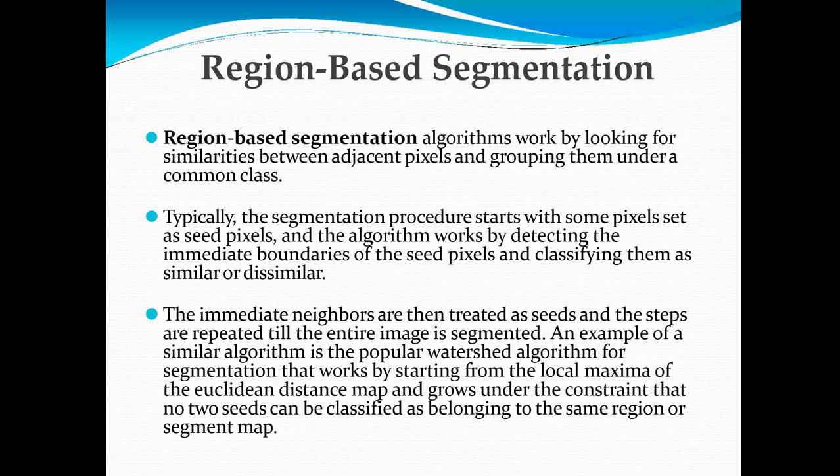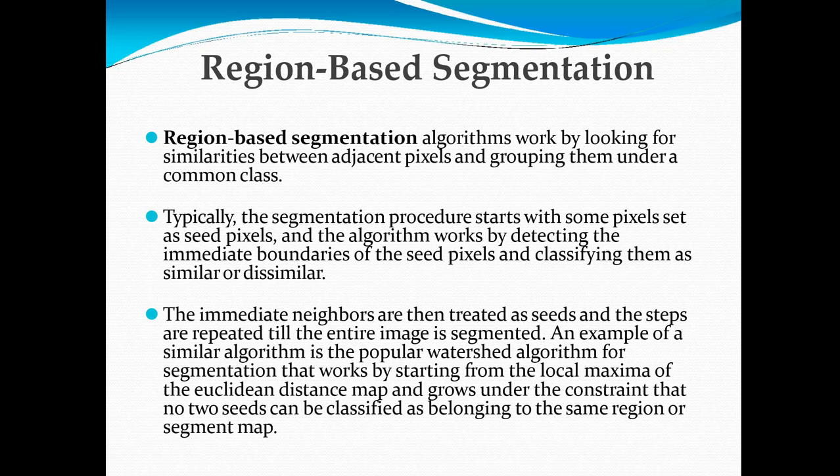Region-based segmentation. Region-based segmentation algorithms work by looking for similarities between adjacent pixels and grouping them under a common class. Typically, the segmentation procedure starts with some pixels set as seed pixels, and the algorithm works by detecting the immediate boundaries of the seed pixels and classifying them as similar or dissimilar. The immediate neighbors are then treated as seeds and the steps are repeated till the entire image is segmented.